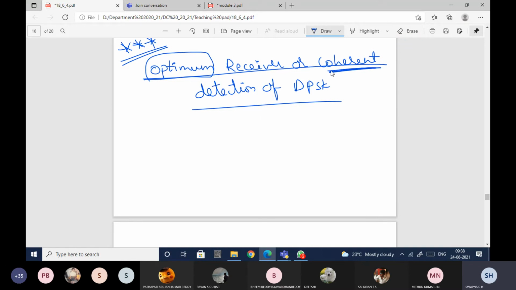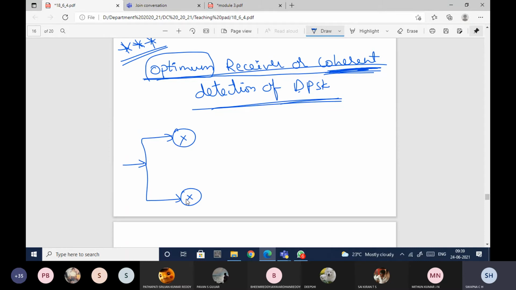Okay, when you do the detection coherently, in the sense of synchronized with the carrier, only then will it give you the optimal result. That is the reason if they ask you to explain the optimum receiver of DPSK or coherent detection of DPSK, then you need to go ahead with this diagram. Here I need to use the carriers, not the matched filter.